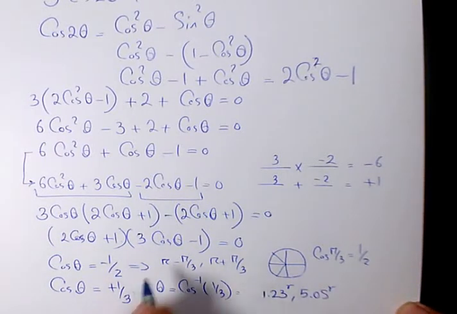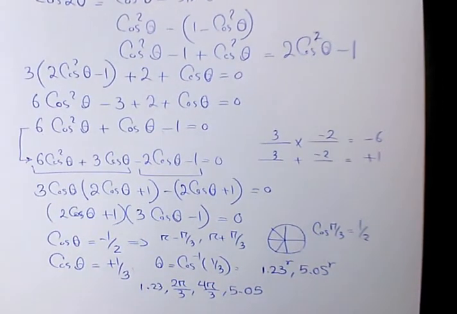So we have 4 answers. One of them is pi minus pi over 3, which is 2 pi over 3. The other one is pi plus pi over 3, which is 4 pi over 3. We have 1.23, which is quadrant 1, so it has to be written here. And the other one is 5.05. These are all the answers in terms of radian.